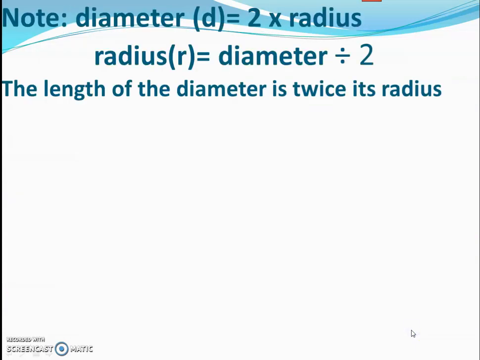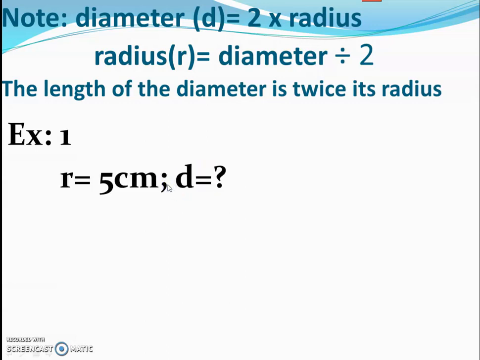Yes. So here we have diameter is equal to 2 into radius, or radius is equal to diameter by 2. When you take half of the diameter, that is our radius. That is why we are dividing by 2. Dividing by 2 is making it half. The length of the diameter is twice its radius. Okay. So example 1.